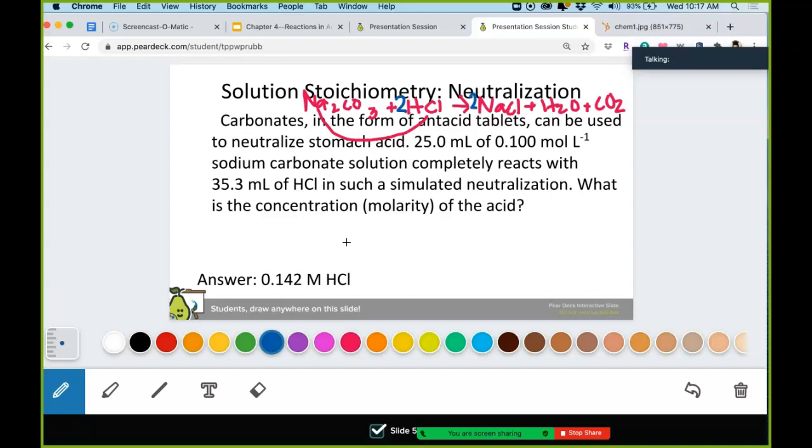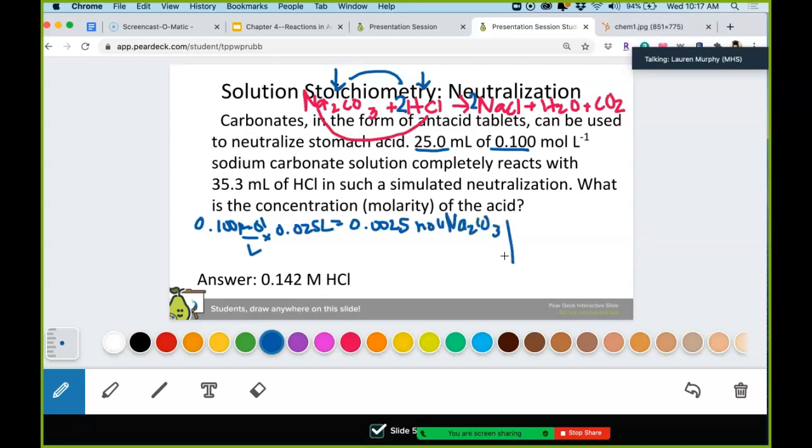Okay? Now, if you know the volume and molarity of the base, this one, and I ask you for molarity about this one, I'm going to have to eventually do mole to mole ratios because I am jumping around in my chemical reaction. Molarity and volume gets me moles, so 0.100 moles per liter times 0.025 liters is 0.0025 moles of sodium carbonate. Now I can do mole ratios: for every 1 mole of sodium carbonate that reacts, 2 moles of HCl react.